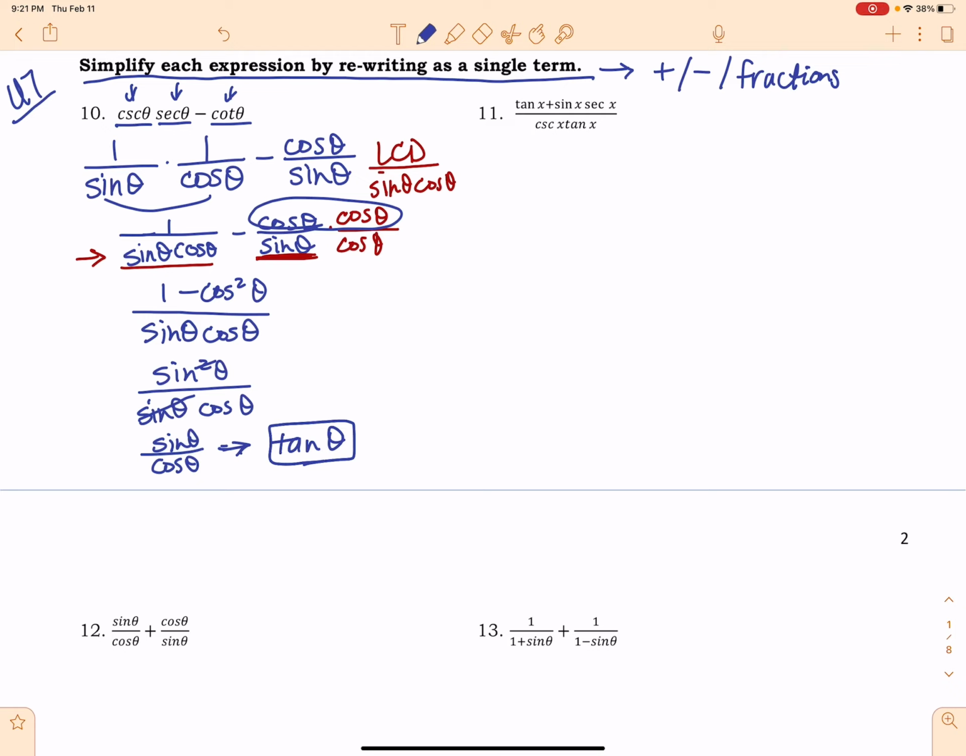Okay, let's look at the next one. So with this one, what we want to do is let's rewrite it so that it's easier to work with. We're going to write it old school division. Oh, these are x's, not thetas.